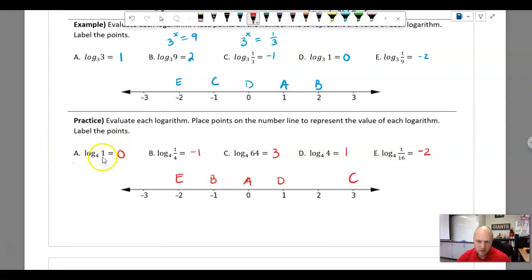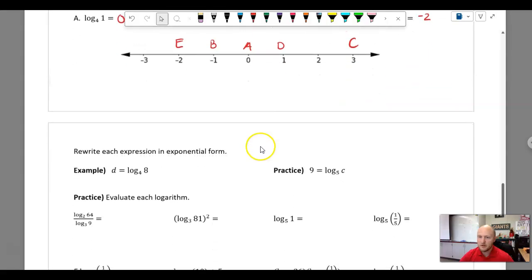Log base 4 of 1 is 0, because 4 to the power of 0 gives you 1. Log base 4 of 1/4, that's -1. Log base 4 of 64, this is probably the most challenging one. We get 3. Log base 4 of 4 equals 1. Here's another important identity. Any logarithm whose argument is the same as the base is always going to return 1. Right, because 4 to the power 1, or 5 to the power 1, would be 5. And then the last one gives you -2. Okay, and those are the values on the number line.